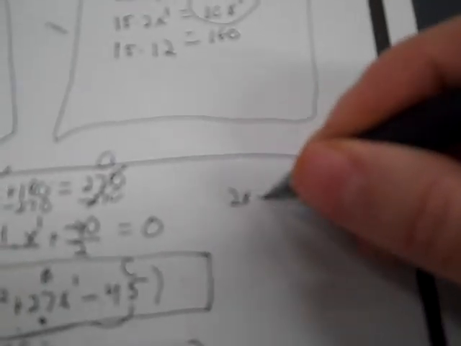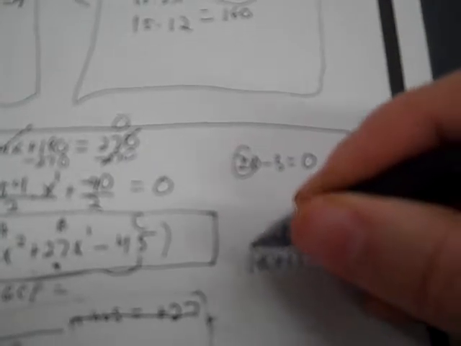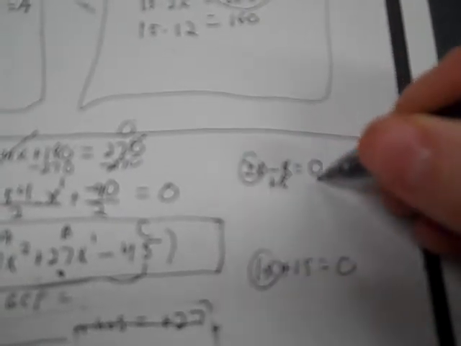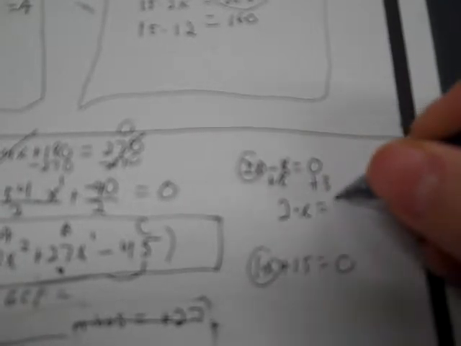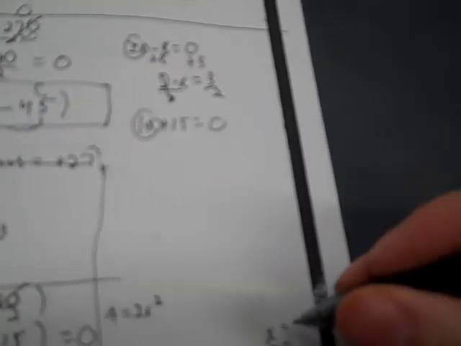So go outside the box and just set them equal to 0. 2x minus 3 equals 0. 1x plus 15 equals 0. So now dot your x's and circle them. So you plus 3. 0 plus 3 is 3, so 2 times x equals 3, and then we divide 3 by 2. Now it's okay to get a decimal at the end of the problem. Okay, 1.5.